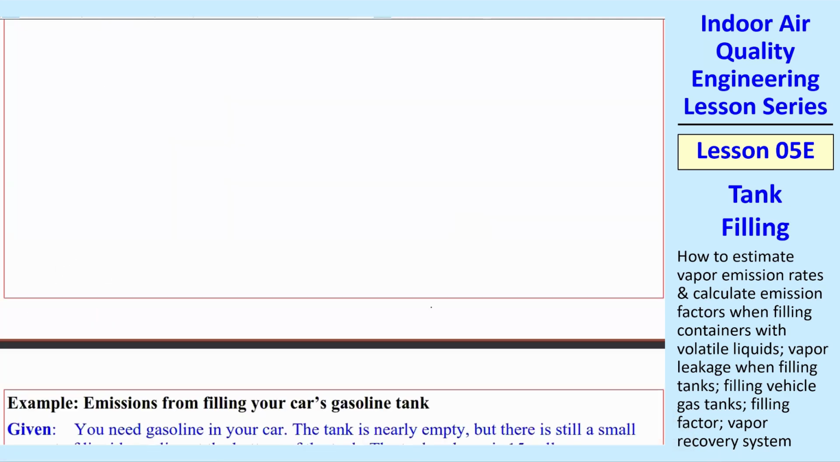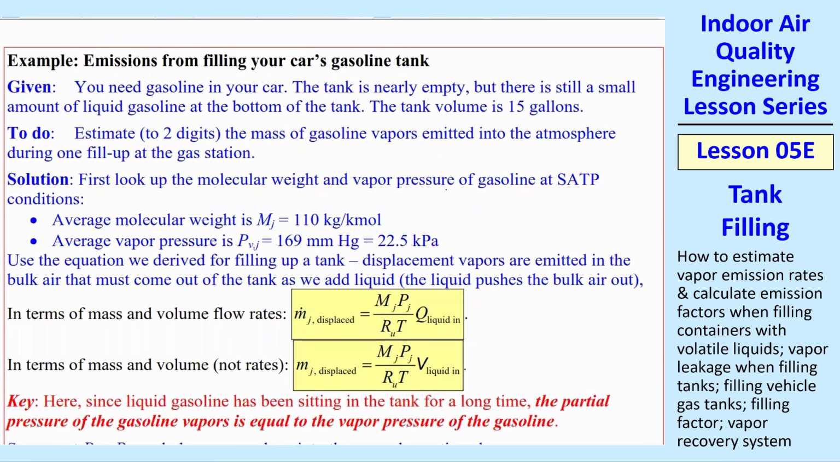So let's do an example of filling your car's gasoline tank. You need gasoline in your car. Tank is nearly empty. There's a little bit at the bottom, otherwise you wouldn't be able to drive to the gas station. The tank volume is 15 gallons, which is like my car. Estimate to 2 digits is good enough the mass of gasoline vapors emitted into the atmosphere during a fill-up.